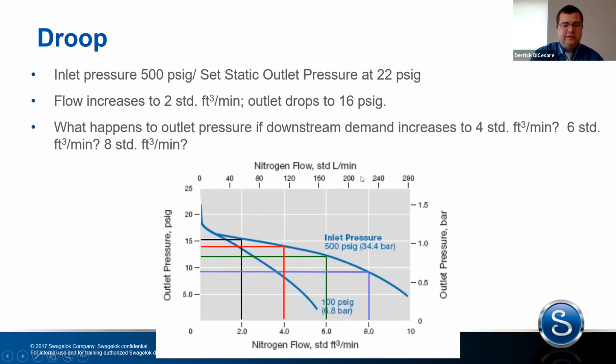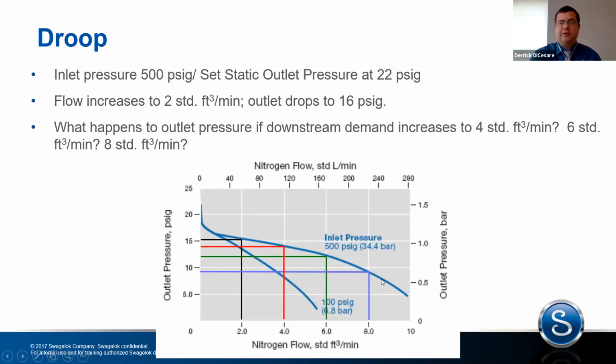As we continue to increase the flow to 4, to 6, to 8 standard cubic feet per minute, we see that pressure continue to drop. And that's droop. By setting an initial pressure, the regulator is not able to keep up with this same outlet pressure given the flow demand. So that's how droop is going to affect. That's assuming that we don't address the handle, that we don't make any adjustment from here to bring it back up to the 22 that we were trying to achieve. So something to be aware of.